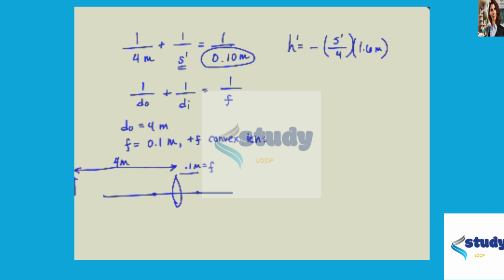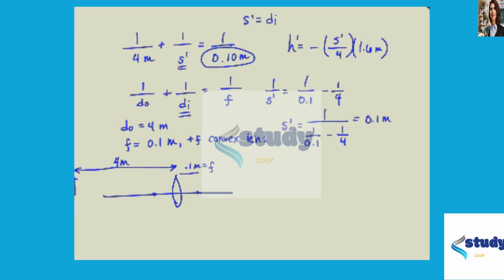We can solve for SI or DI. They're using S prime to represent DI. We can use this to calculate that S prime, which gets us 1 over S prime equals 1 over 0.1 minus 1 over 4, and then S prime by itself is 1 over the quantity 1 over 0.1 minus 1 over 4. So this gets us about 0.1 meters as our distance of the image.